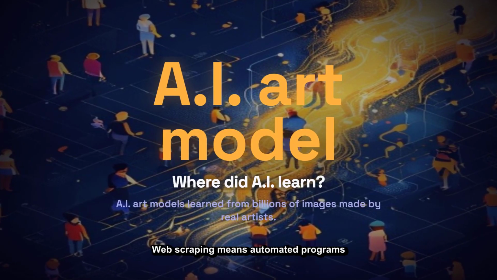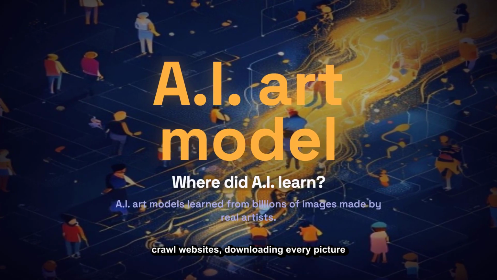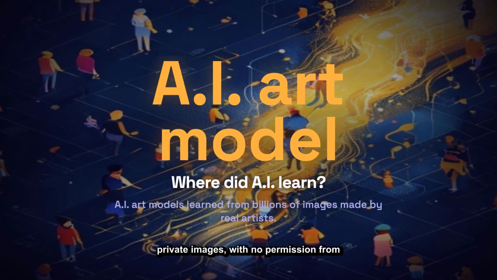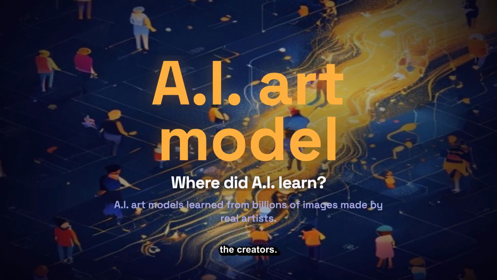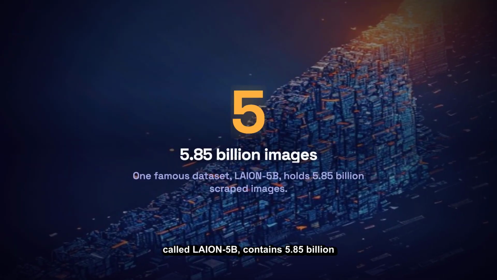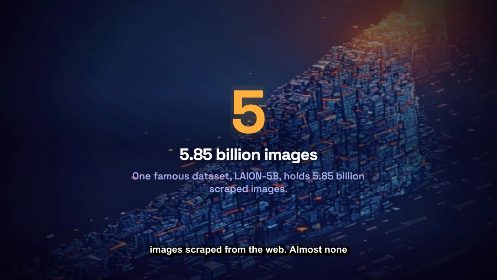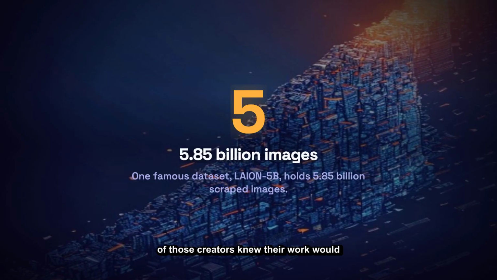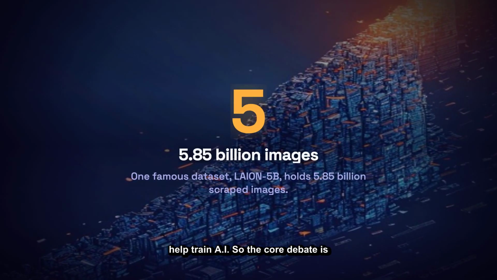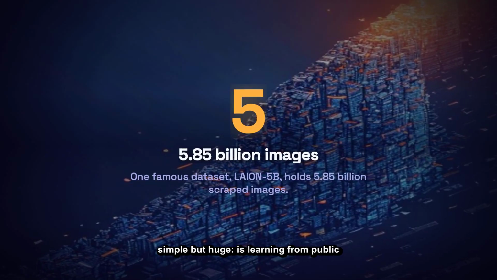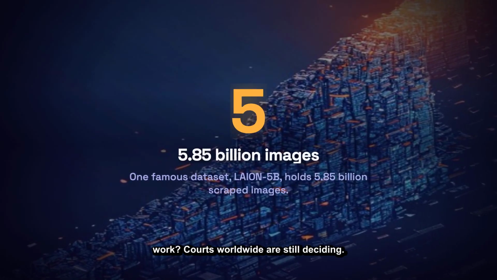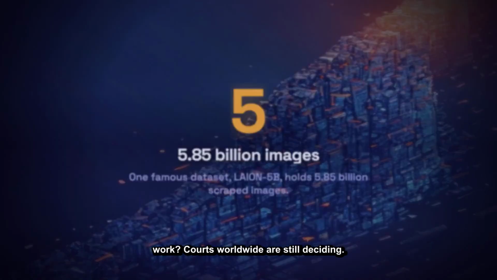Web scraping means automated programs crawl websites, downloading every picture they find, artwork, photos, sometimes even private images, with no permission from the creators. Let that number land. One famous dataset, called LAION-5B, contains 5.85 billion images scraped from the web. Almost none of those creators knew their work would help train AI, so the core debate is simple but huge. Is learning from public images fair use, or is it taking someone's work? Courts worldwide are still deciding.